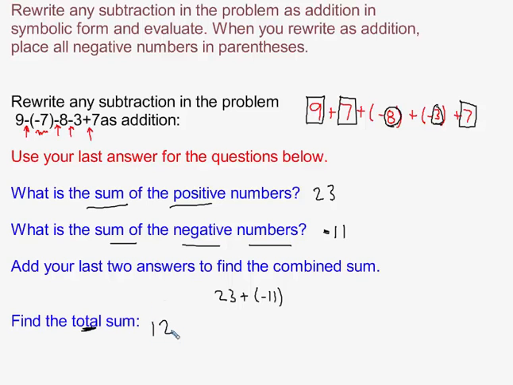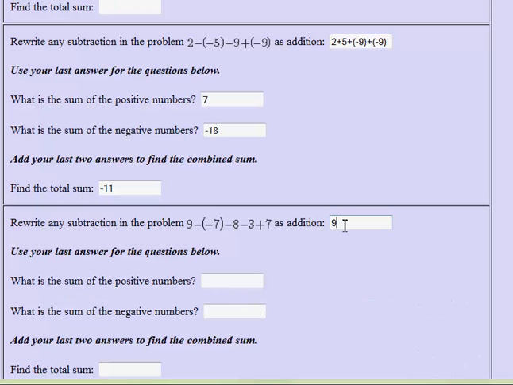So back in Math AS, this would be written as 9 plus 7. The subtraction of 8 we rewrote as addition of negative 8. We changed the subtraction of 3 to adding a negative 3. And notice that I'm putting my negative numbers in parentheses. And then we had a plus 7 at the end.